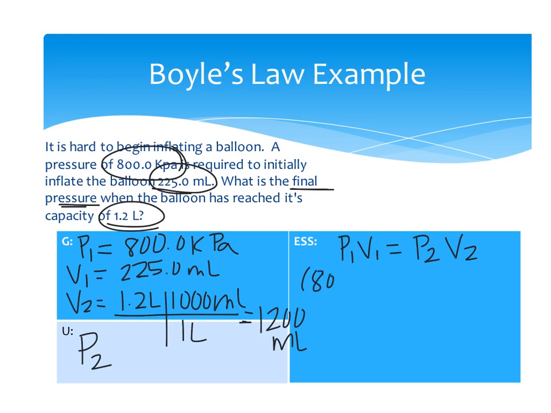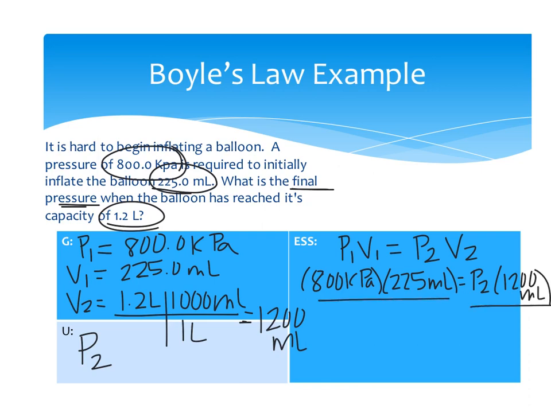So I have 800 kilopascals times 225 milliliters, and that's going to be equal to P2 times 1,200 milliliters. I'm going to use algebra to solve for P2. So I'm going to divide both sides by 1,200 milliliters. So hopefully you see that the milliliters cancel. I'm left with, when I calculate this, a final pressure of 150 kilopascals.